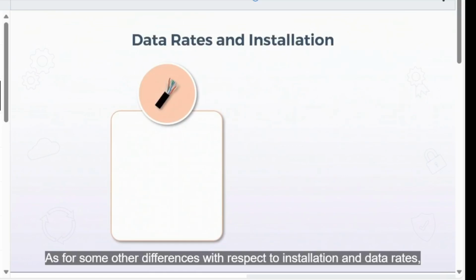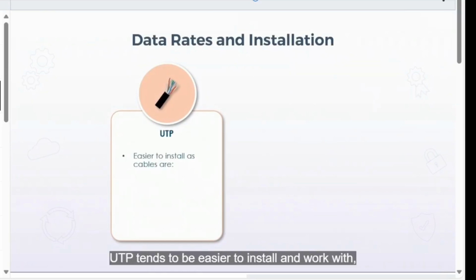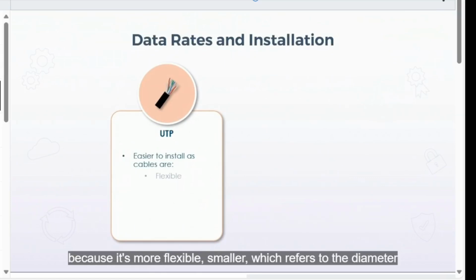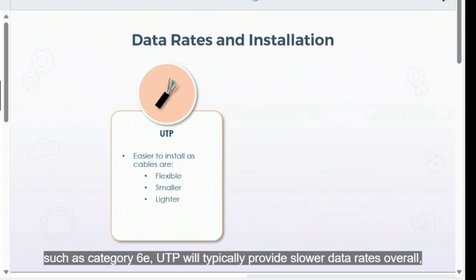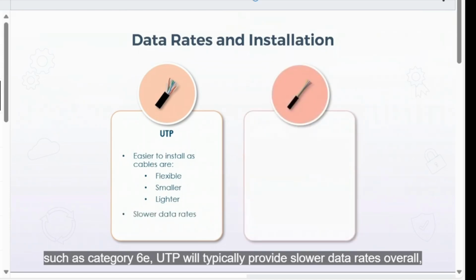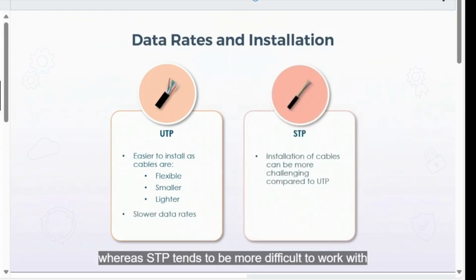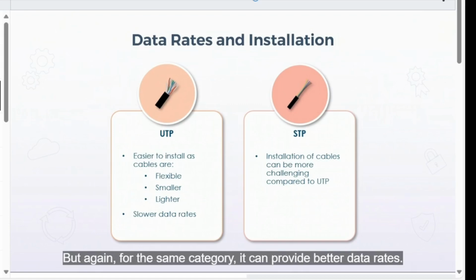As for some other differences with respect to installation and data rates, UTP tends to be easier to install and work with because it's more flexible, smaller, which refers to the diameter, and lighter. But for the same category cable, such as Category 6E, UTP will typically provide slower data rates overall, whereas STP tends to be more difficult to work with because it's more rigid, larger, and heavier than UTP. But again, for the same category, it can provide better data rates.